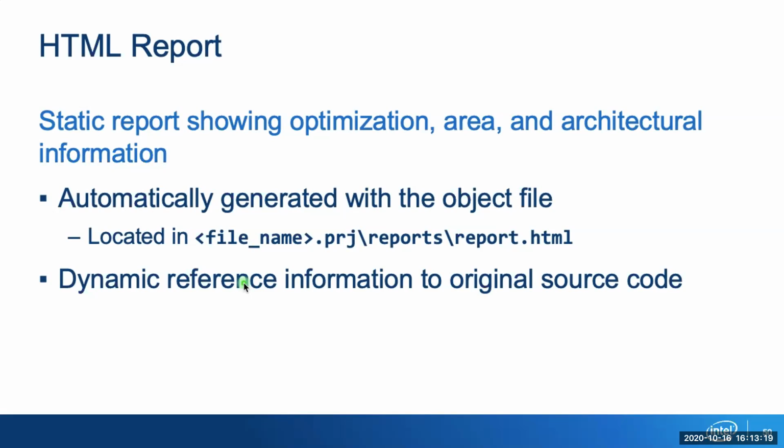The HTML report is a static report showing optimization, area, and architectural information. It's static because it's HTML, but it's very dynamic, as you will see. You can click parts of the hardware and get information. It's very, very interesting. And it is automatically generated with the object file in the .prj/reports directory.